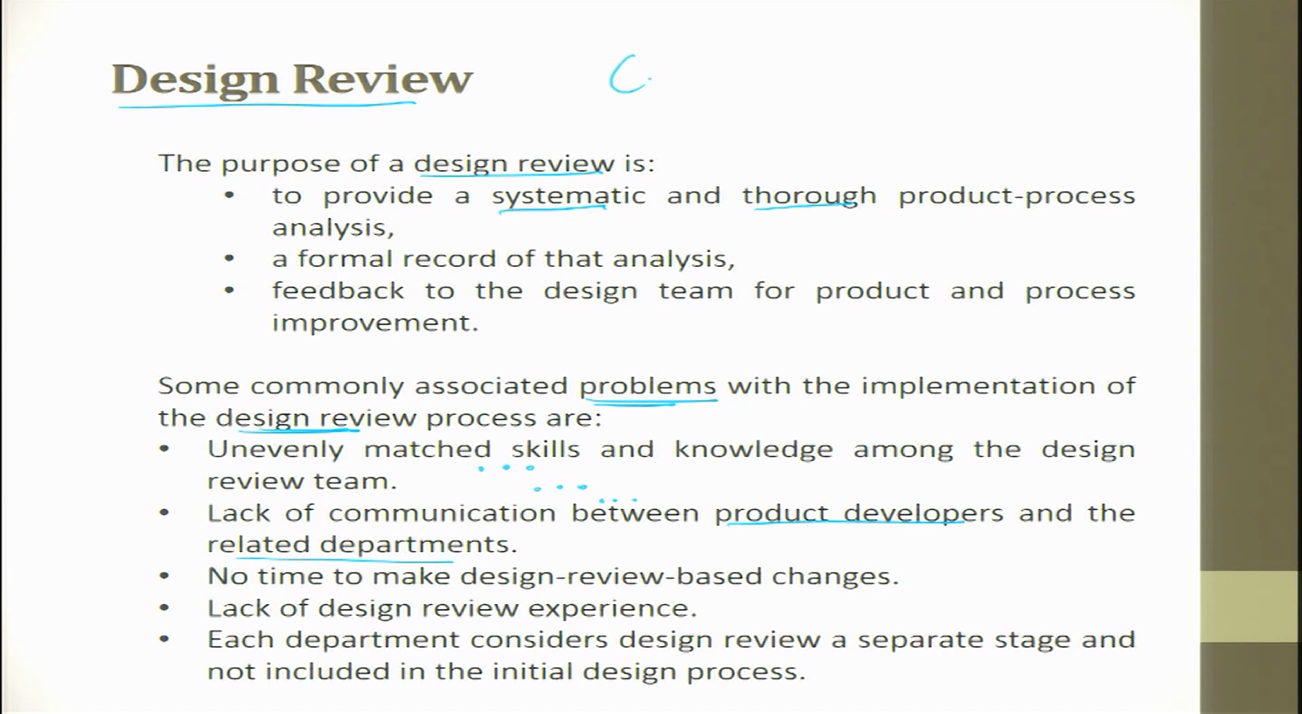This is why we are coming to the concept of concurrent engineering. When we use digital media as the common platform for communicating between various departments, you can avoid a lack of communication between them. Next, no time to make design review based changes. So, this is a problem. Then, lack of design review experience.